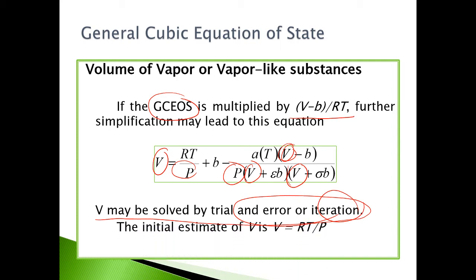And when we do an iteration, usually we start with a starting point, or the initial estimate. And the best initial estimate is RT over P. Whatever the given temperature and pressure, we just solve RT over P. In other words, the initial estimate is the volume if it were an ideal gas. We assume it is an ideal gas, and from there we start the iteration to solve for V using the general cubic equation of state.